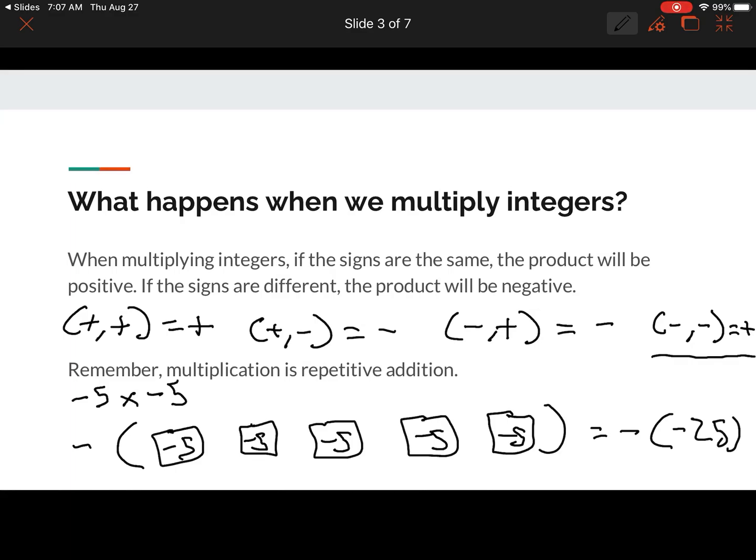Which remember, since we had that negative at the beginning, we're going to have to switch that sign to a positive. So this would become positive 25. So basically, these two negative signs would combine to make a positive sign. All right, hopefully that explains why we get positive numbers when we multiply two negative numbers together.